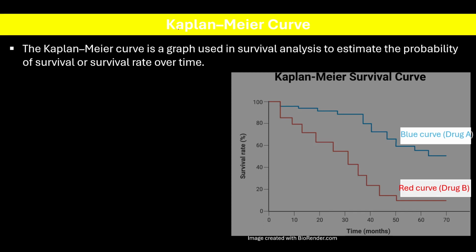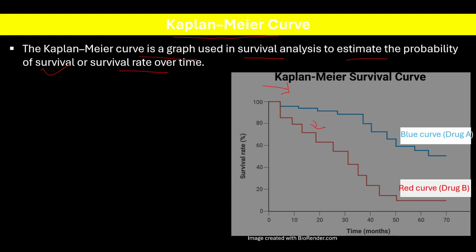Hello, everyone. In this lecture today, I'm going to talk to you about what is Kaplan Meier curve and how to do the interpretation of Kaplan Meier curve. Kaplan Meier curve is a graph that is used in survival analysis to estimate the probability of survival or survival rate over time. This here is an example of Kaplan Meier curve for two drug treatments: blue curve for drug A treatment and red curve for drug B treatment.